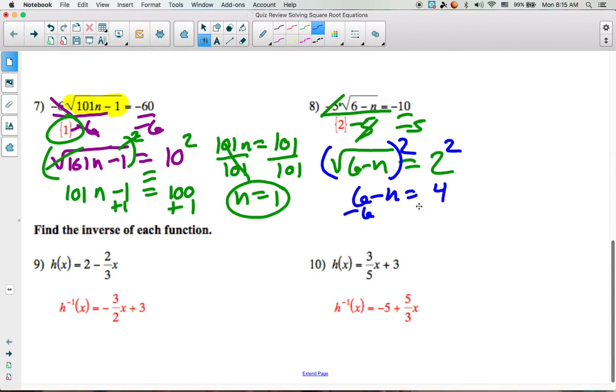We'll subtract 6 from each side. -n equals -2. Divide by -1. N will equal 2.